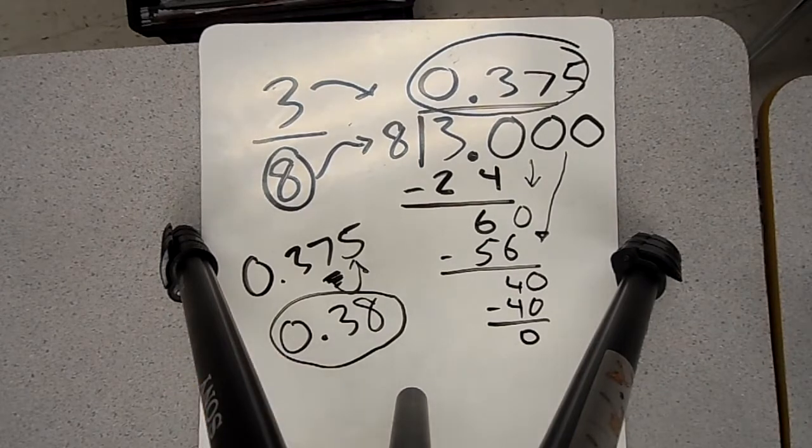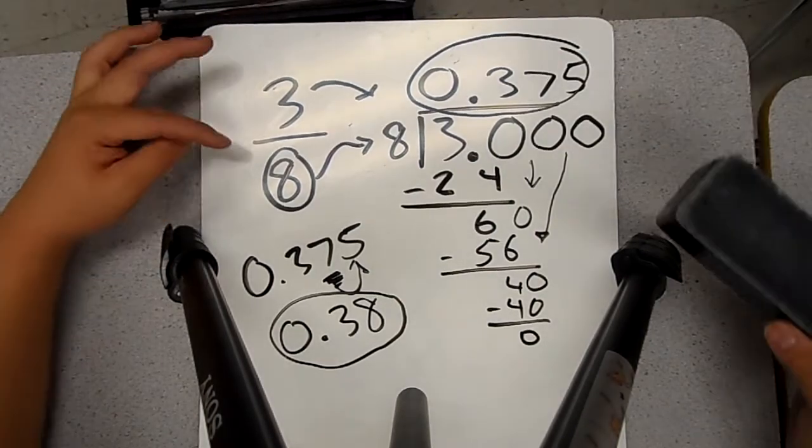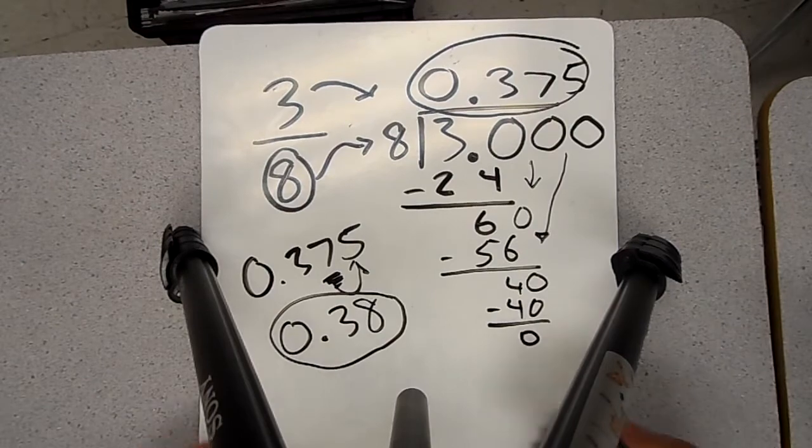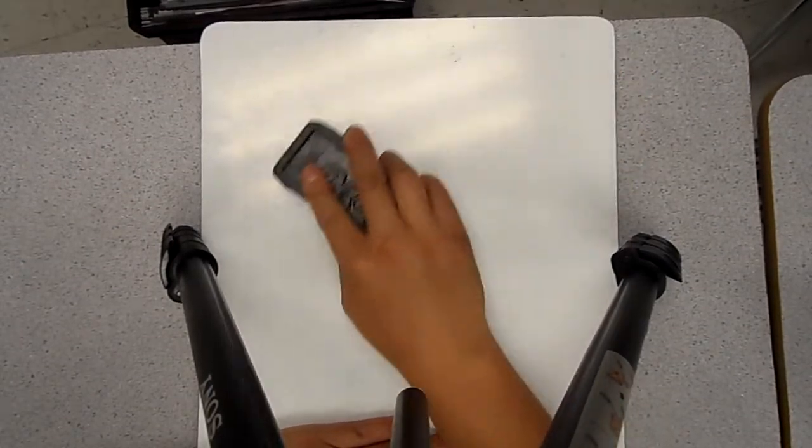Now, if it doesn't ask to round it, we're not going to round it. But most of the time, it's going to ask to round to the nearest hundredth. And the reason why is because hundredth is money, right? These are your cents values. This is 38 cents. So that's how you change a fraction into a decimal if the denominator cannot get to 100. Now, the last one is if you have an improper fraction.